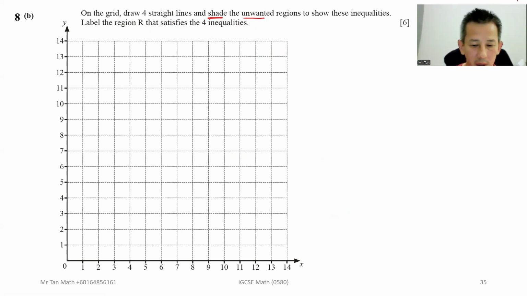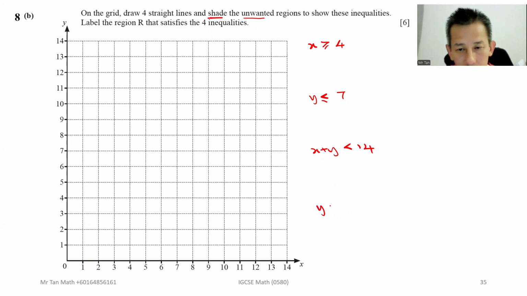First, you have 4 inequalities. x is more than or equal to 4, y is less than or equal to 7, x plus y is less than 14, and then y is more than 2/3 of x.